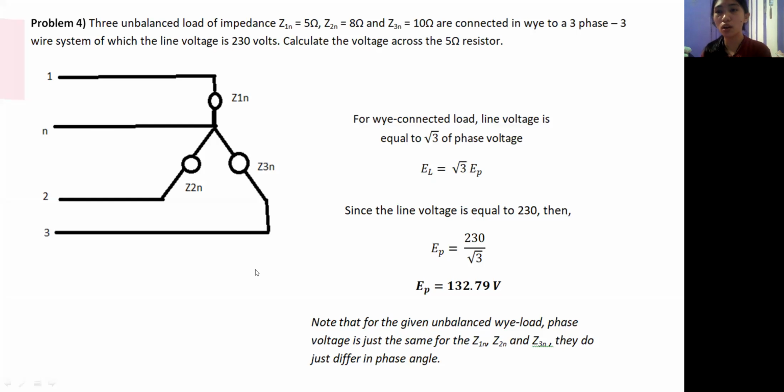So moving on, we have a given problem. Three unbalanced load impedances: Z1N equals 5 ohms, Z2N equals 8 ohms, and Z3N equals 10 ohms. They are connected in Y to a three-phase three-wire system of which the line voltage is equal to 230 volts. We are asked to calculate the voltage across the 5 ohm resistor.